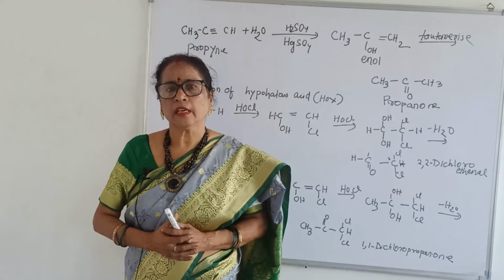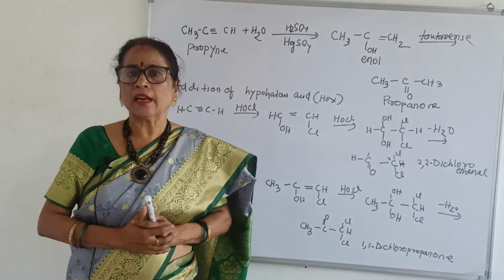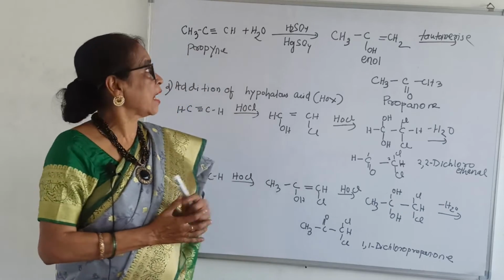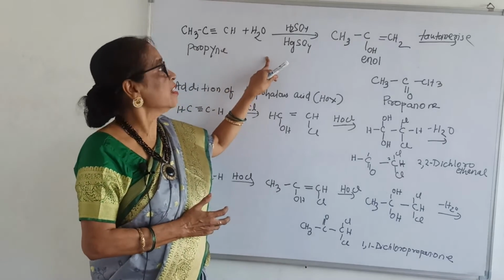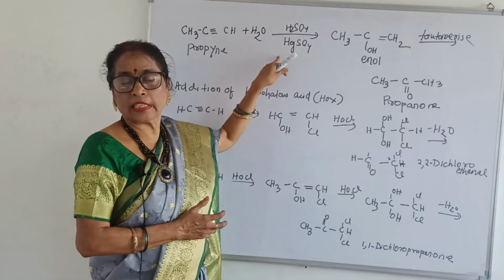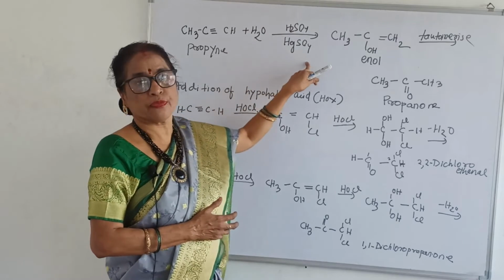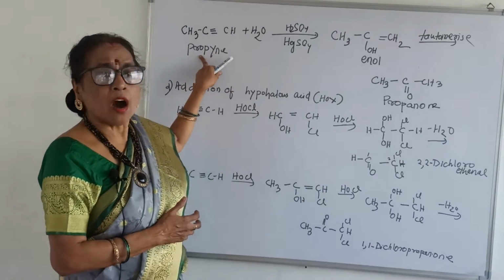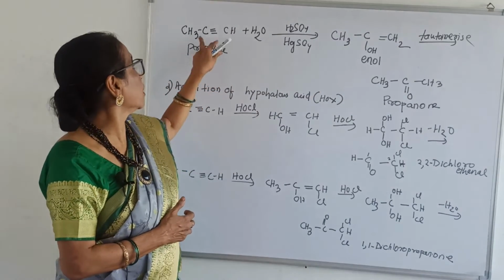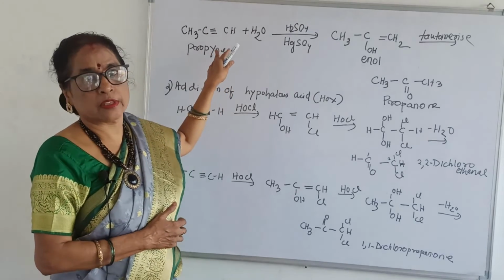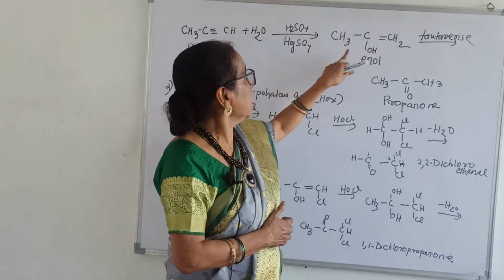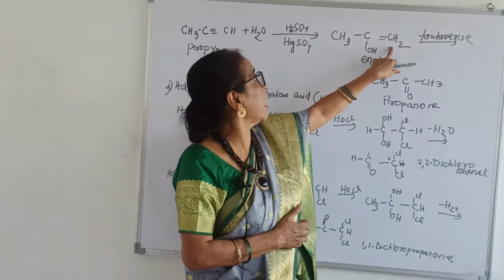If you see addition of water to an unsymmetrical alkyne, what is the result? When water is added, dilute sulfuric acid and mercuric sulfate are required. Now see, propyne is an unsymmetrical alkyne because the numbers of carbon and hydrogen on both sides are different. And what happened after adding water? This gives OH here and H here.